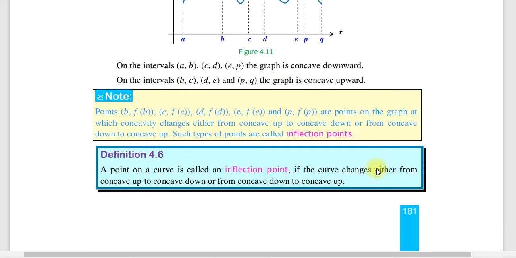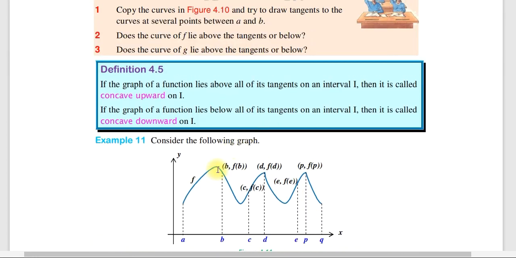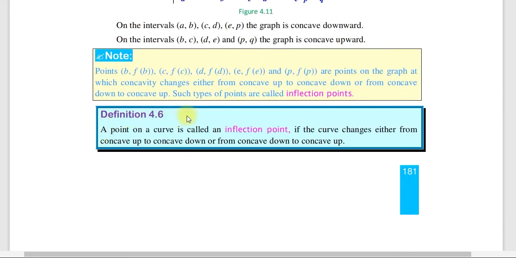Note that points (b, f(b)), (c, f(c)), (d, f(d)), (e, f(e)) and (p, f(p)) are points on the graph at which concavity changes, either from concave upward to concave downward or from concave downward to concave upward. Such a point is called an inflection point. In short, an inflection point is a point where the concavity changes, either from downward to upward or from upward to downward.